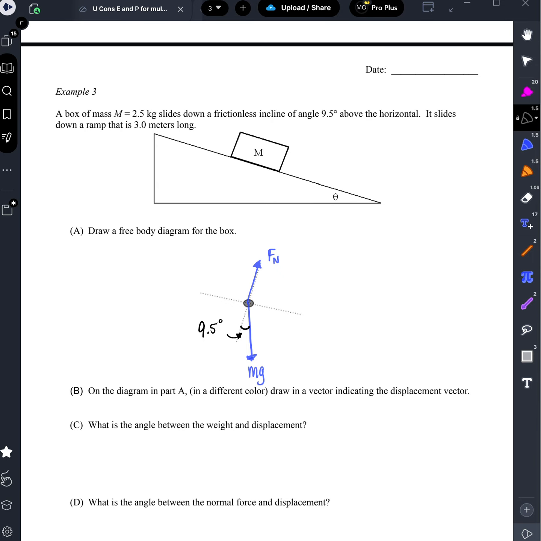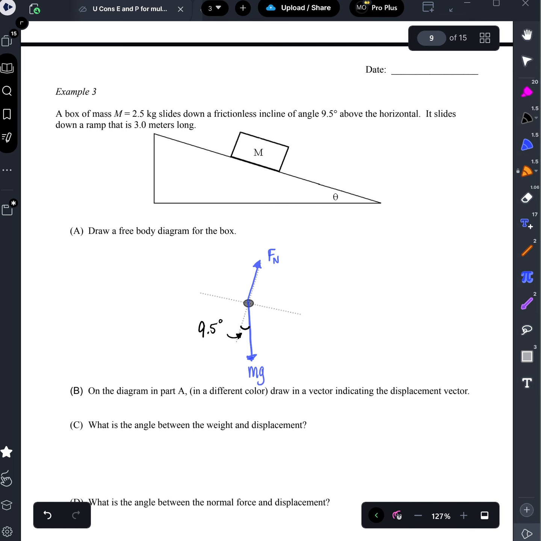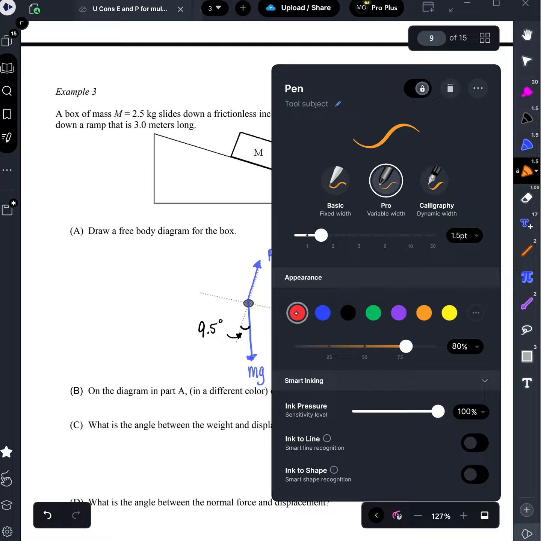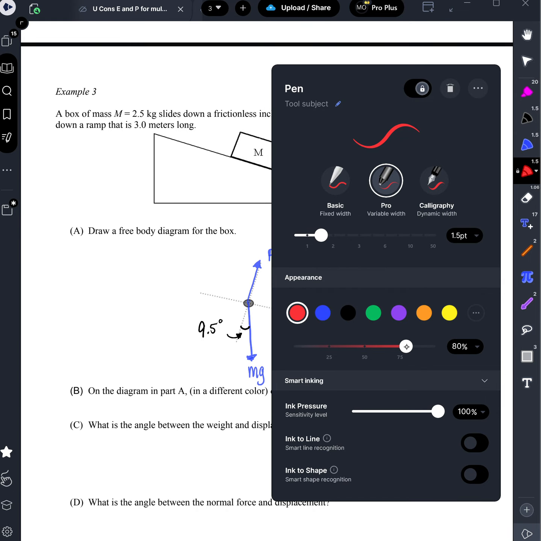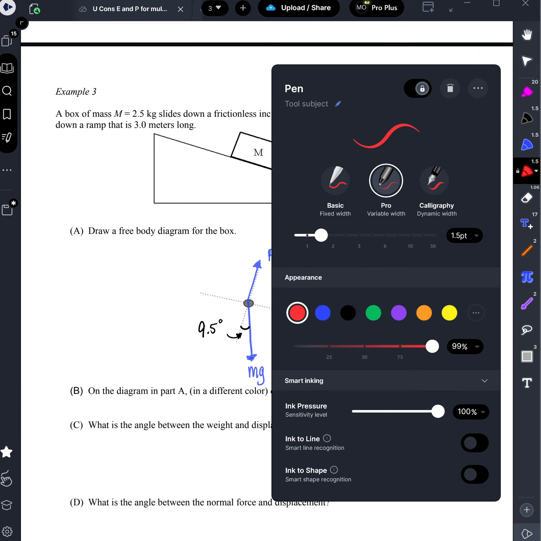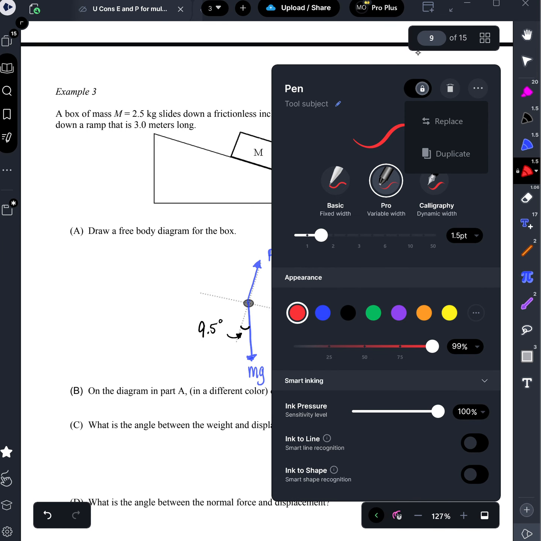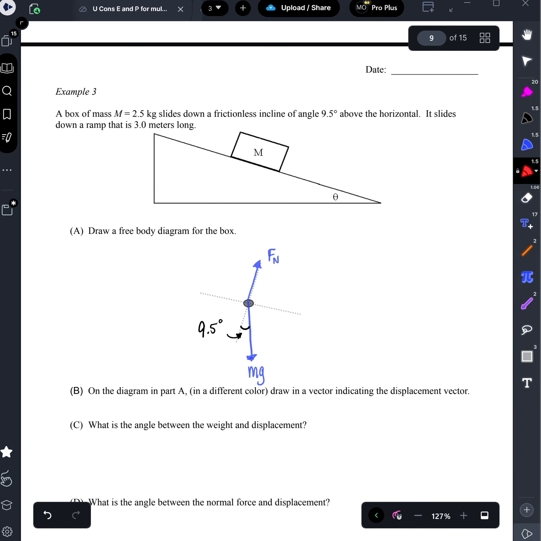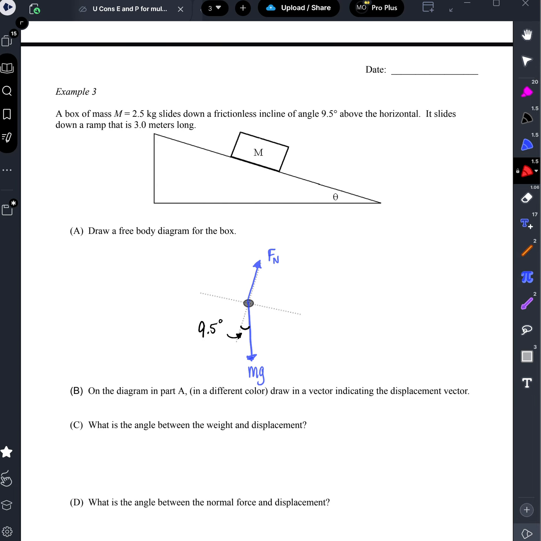Now, on the diagram in part A, using a different color, let me go with nice bright red. Okay, there we go. And I want to draw in a vector that indicates the displacement vector, which would be down the ramp.